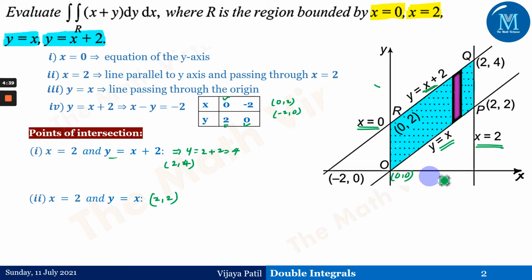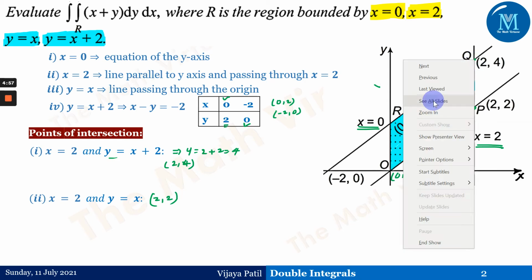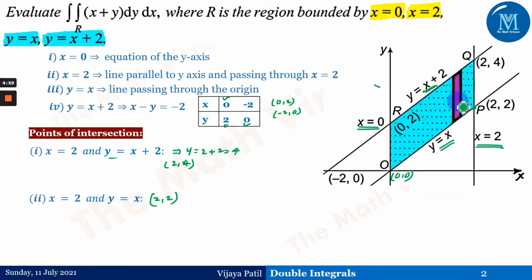x equals 2 and y equals 2, the x line. So this is the x equals 2 line and this is the y equals x line. The point of intersection is P over here. Then we have 2 comma 4, which is the point of intersection of the x equals 2 line and the y equals x plus 2 line. That is the point of intersection Q over here, which is nothing but 2 comma 4.